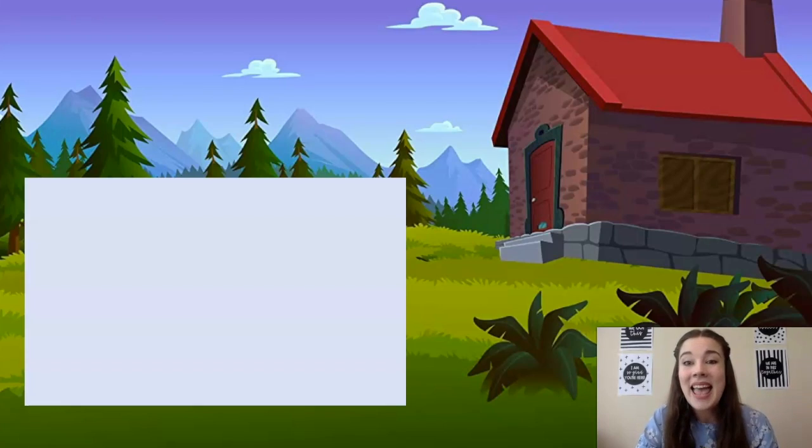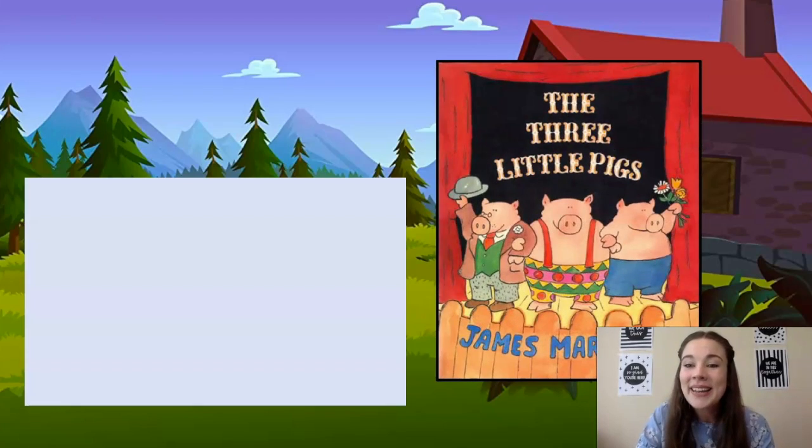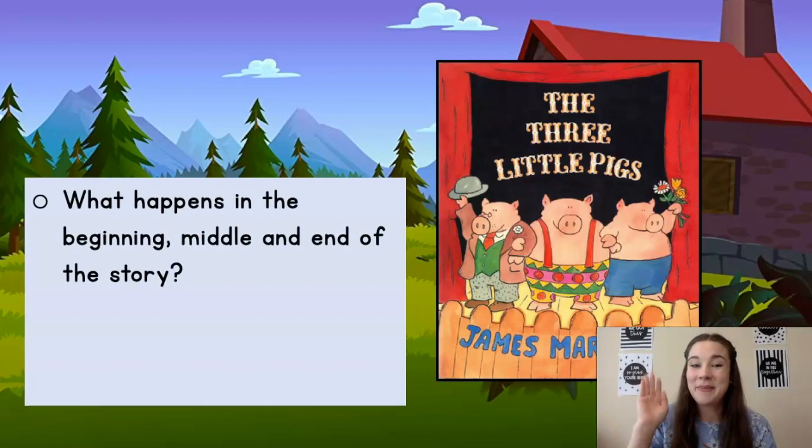So the story today is The Three Little Pigs by James Marshall. This is one of my favorite versions of The Three Little Pigs because I absolutely love James Marshall. He's an author and an illustrator, and I love his illustrations. So in this story of The Three Little Pigs, I want you to think about what happens in the beginning, middle, and end of the story. What happens at the beginning, middle, and end.